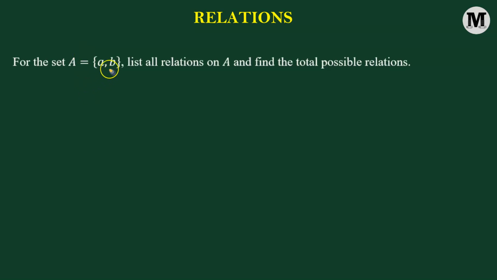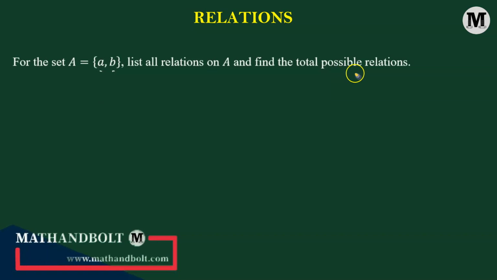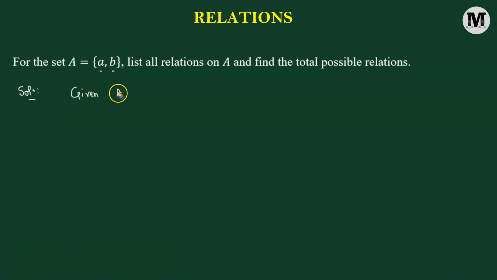For the set A containing the elements a and b, list all relations on A and find the total possible relations. Okay, let us begin. So first, we are going to note down the set. We have the set A containing the elements a and b.